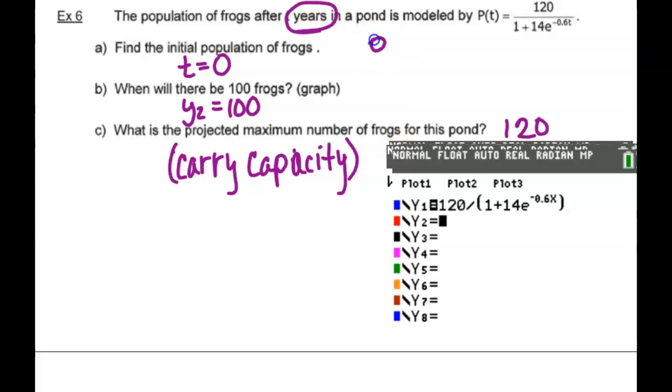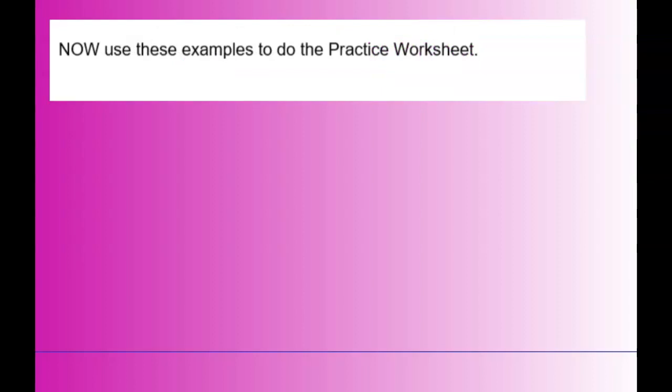So initial was 8 frogs, and will be 100 in about, was it 7 years, guys? Okay. I like those. I think they're easy. They're just graphing questions. Just make sure you graph carefully. If it doesn't have that shape, you have typed something wrong, okay?